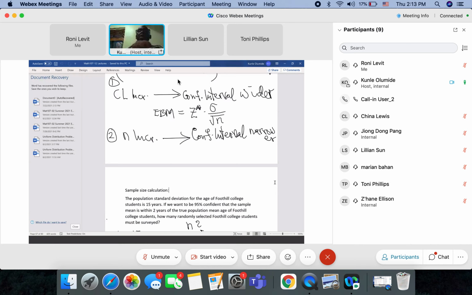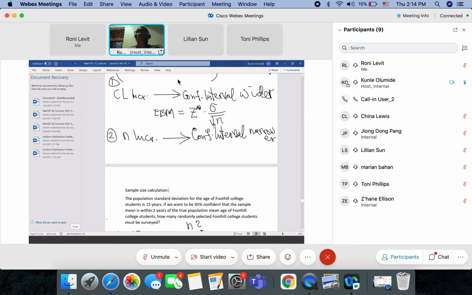Now to do that, you come right here. Do you see the formula for EBM? EBM equals Z star times sigma over square root of n. So we know sigma, which is 15. We know EBM now, which is 2. We know it's a 95% confidence level, so we can get the Z star. The Z star for 95% is 1.96.